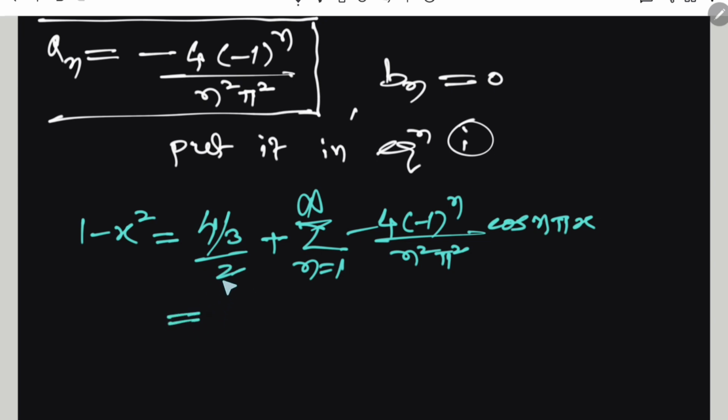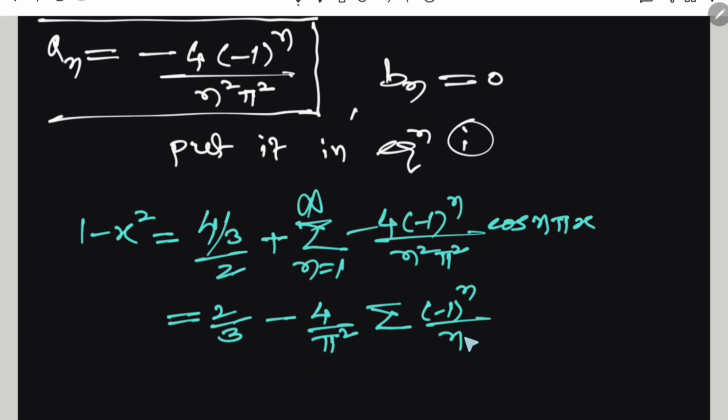Or we can simplify it further. 4 by 3 divided by 2 means it is 2 by 3. Constant term we take outside the summation sign. Minus 4 by pi square is a constant term, we take outside, and the remaining term is summation of minus 1 raised to n into cos of n pi x divided by n square, n changes from 1 to infinity, as the required Fourier series.